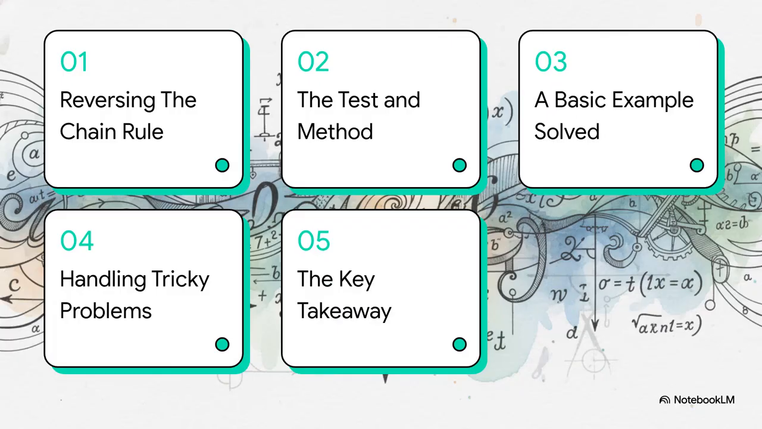So here's our game plan. We're going to kick things off by getting the big idea, which is all about reversing the chain rule. Then we'll jump into the nuts and bolts, the test you have to run, and the step-by-step method. After that, we'll solve a basic example together, look at some trickier problems you might run into, and then wrap it all up with the one key takeaway you'll definitely want to remember.